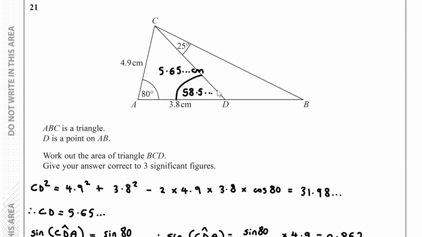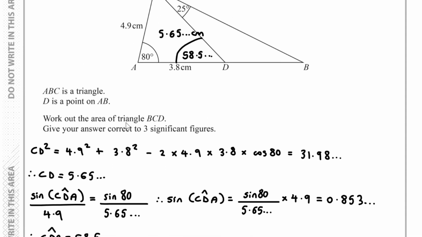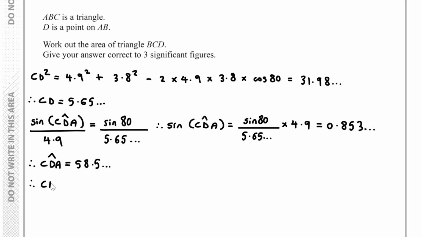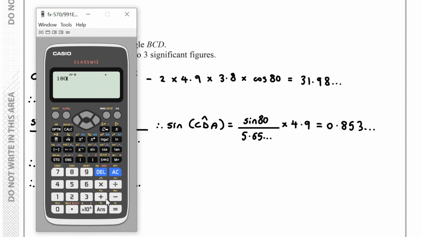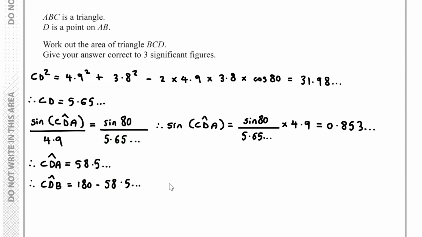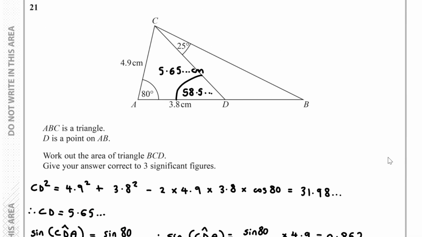So this angle here is going to be 180 minus the angle CDA. So CDB is going to equal 180 minus 58.5, etc., because we've got angles on a straight line. So 180 minus this is 121.4, etc. Let's store this into C. So this angle is 121.4, etc. That's this angle here. And we need to work out what CB is now.